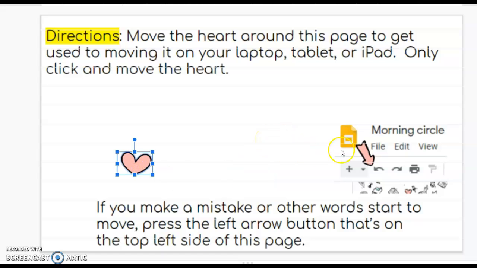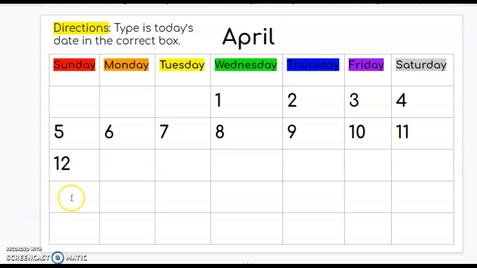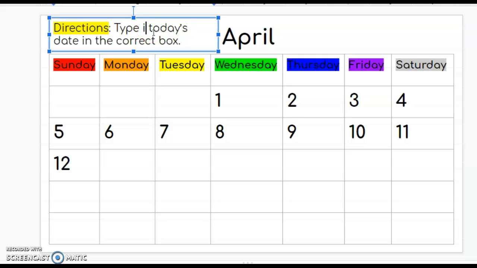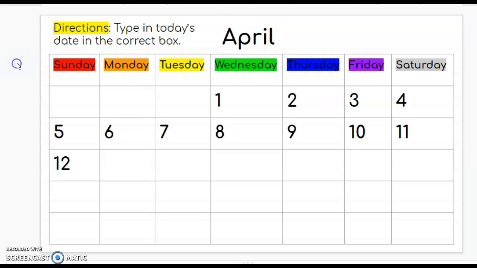If you happen to make a mistake, if you look on the top of the Google slide on the left-hand corner, there's an arrow button that looks like this right here. You're just going to click it, and that button means undo. So it's going to undo whatever mistake you made. For the next page, the directions say type, oops, that's supposed to say in. Let's fix it. In today's date in the correct box.